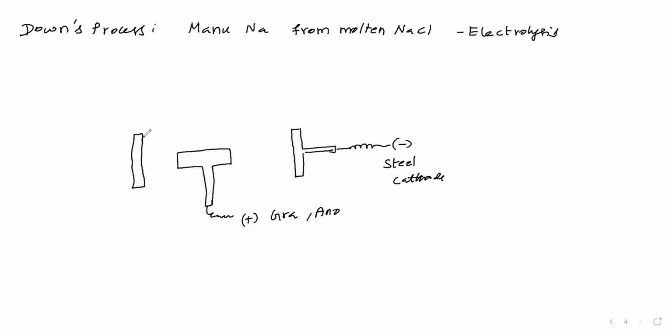How many steel cathodes have we placed? Only one steel cathode, which is like a cylinder. It is not two steel cathodes, so only one. This steel cathode is in the form of a cylinder, and inside that steel cathode cylinder, the graphite anode is there.